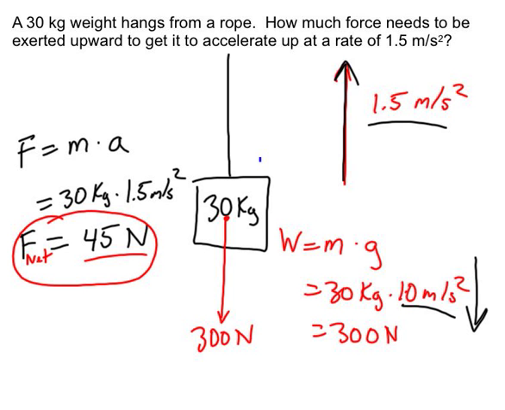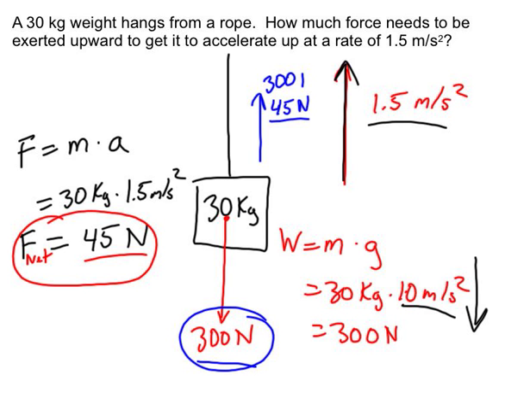So 45 newtons on the rope would not be sufficient, because if the rope's only pulling up 45, the weight is pulling it down by 300, so this is still going to fall. So I actually need additional force to overcome the weight. So first I need 300 newtons just to counteract the weight and keep it from falling. And then I'm going to need an additional 45 to get it to accelerate upward. So I'm actually going to need 345 newtons to get this to accelerate up at 1.5 meters per second squared. Because the net force now, 345 up, 300 down, is finally going to accelerate upward at the rate that I want.